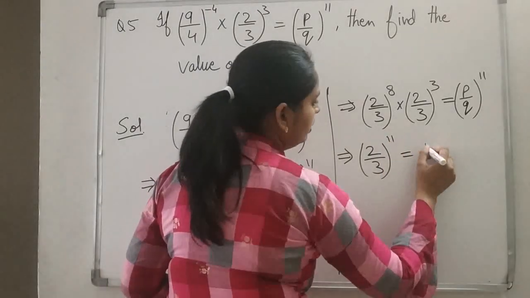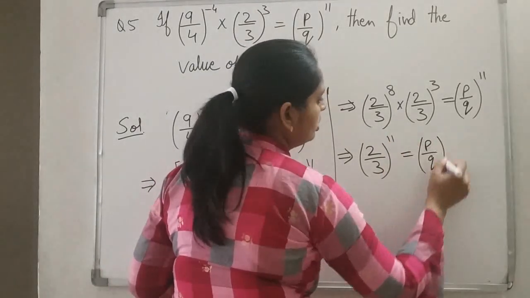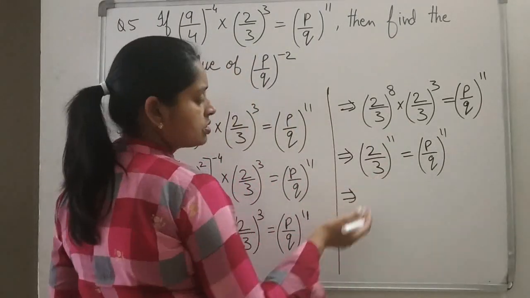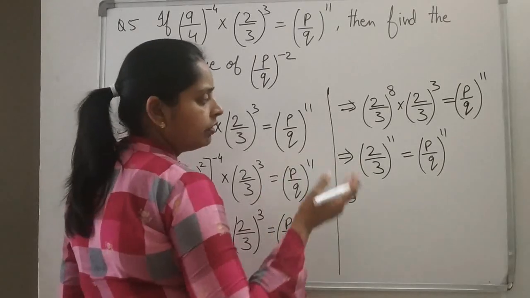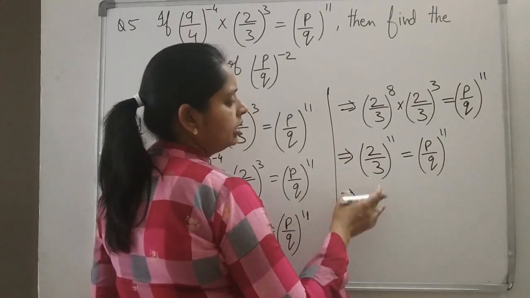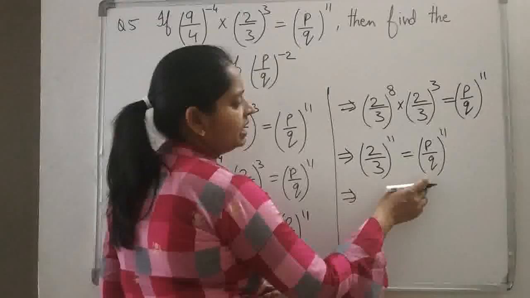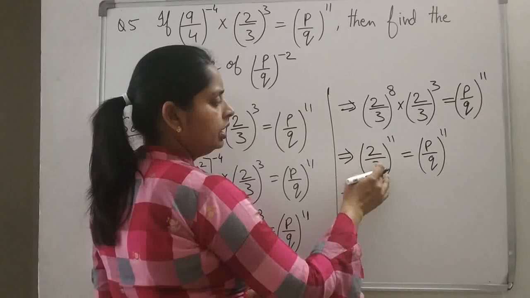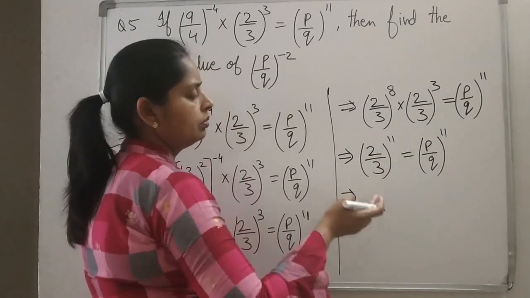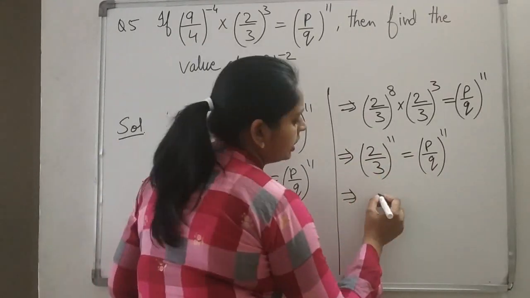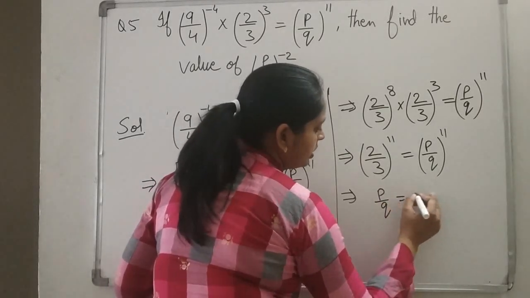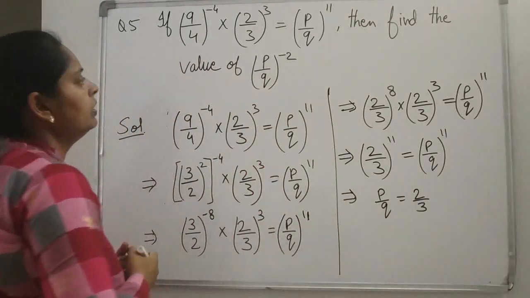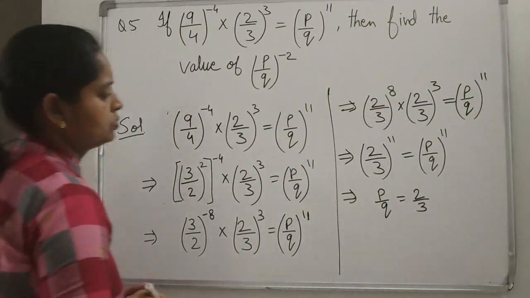11 is equal to (P upon Q) to the power 11, which implies if powers are the same, your bases will also be equal, as we have done earlier also. Earlier in every question, we were getting the base the same and equating the powers, but here we are having the powers equal and the equality sign is there, so bases must also be equal. So we are getting P upon Q is equal to 2 upon 3, right? But the question is asking for the value of (P upon Q) to the power minus 2.